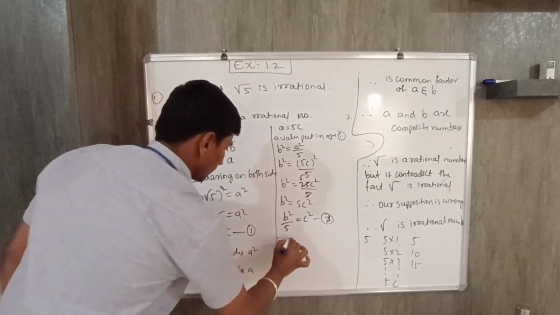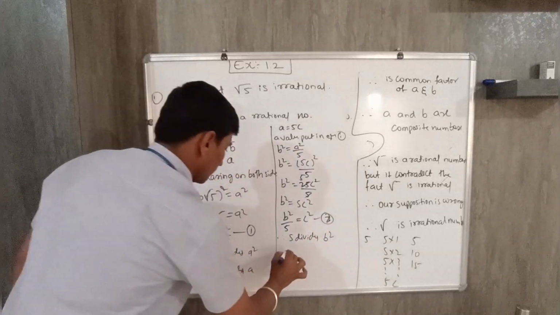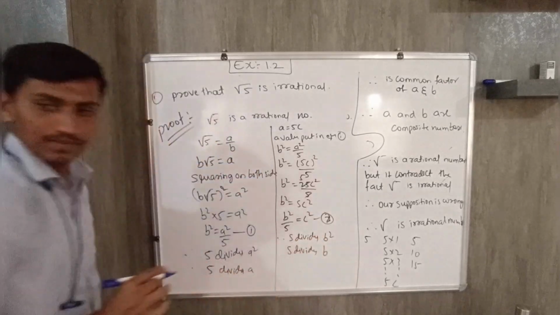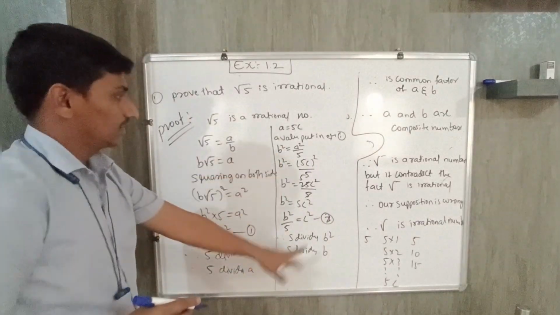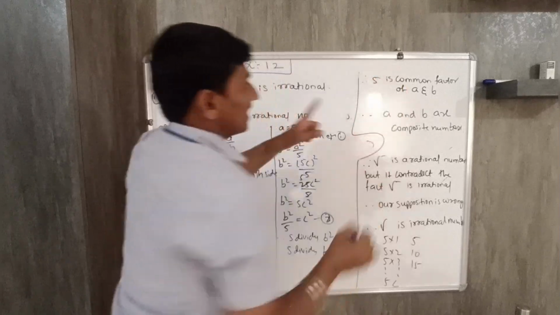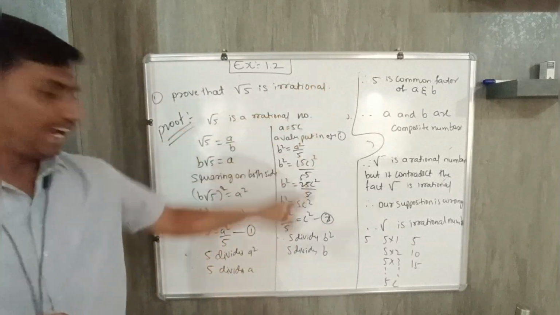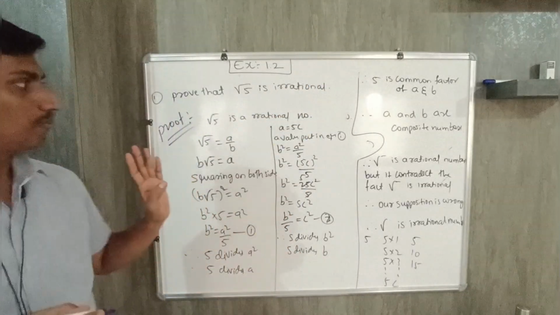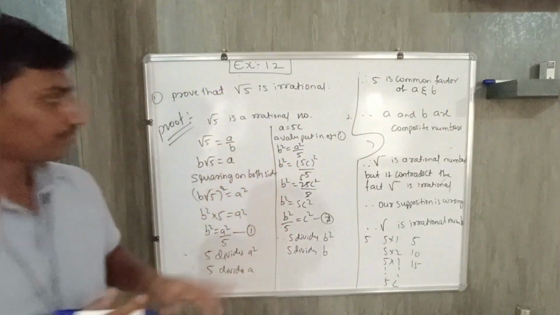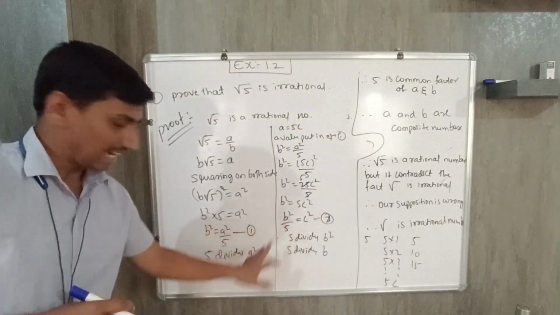Again what? 5 divides what? b square, or 5 divides b. 5 divides b. Same here. So therefore 5 is a common factor in both a and b. Again a and b are composite numbers. Okay, so root 5 is rational number. You have to prove here root 5 is rational number.